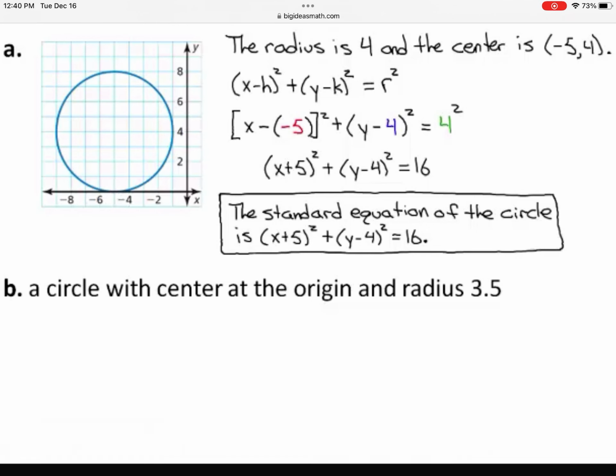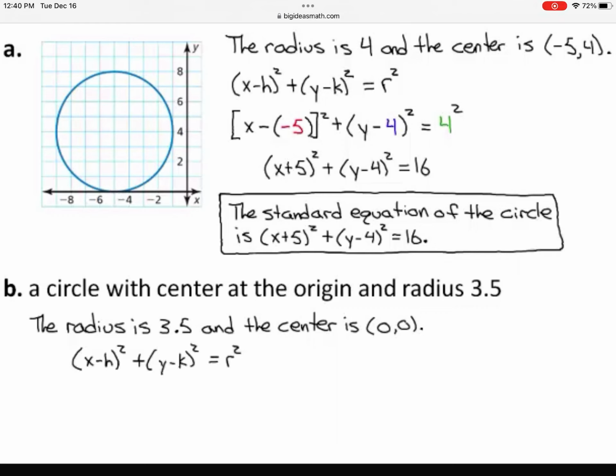Part B. A circle with center at the origin and radius 3 and 5/10. The radius is 3 and 5/10 and the center is 0, 0. The standard equation of a circle is the quantity x minus h squared plus the quantity y minus k squared equals r squared. Because the radius is 3 and 5/10, r equals 3 and 5/10. Because the center is 0, 0, h equals 0 and k equals 0.